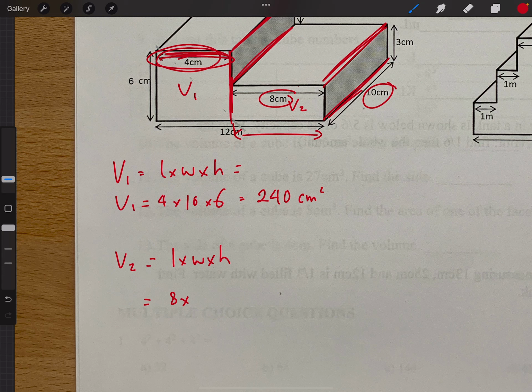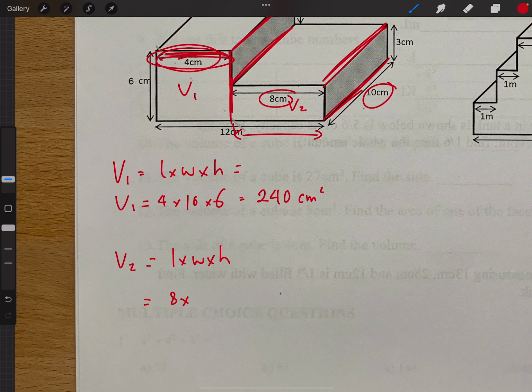So the total volume is equal to V1 plus V2, which is 240 plus 240, which is equal to 480 centimeters cubed. And there's your answer. That's one way you can do it.